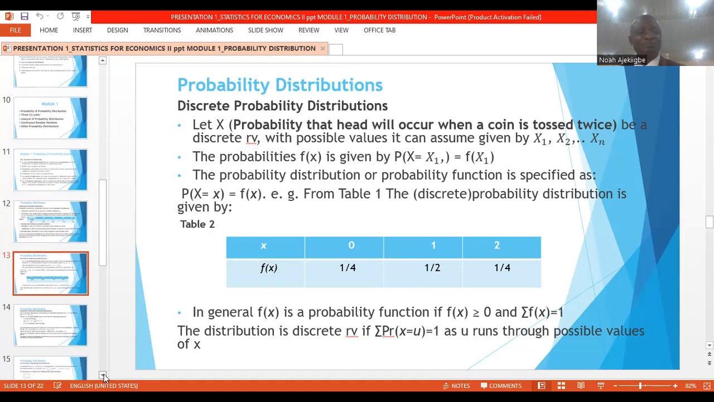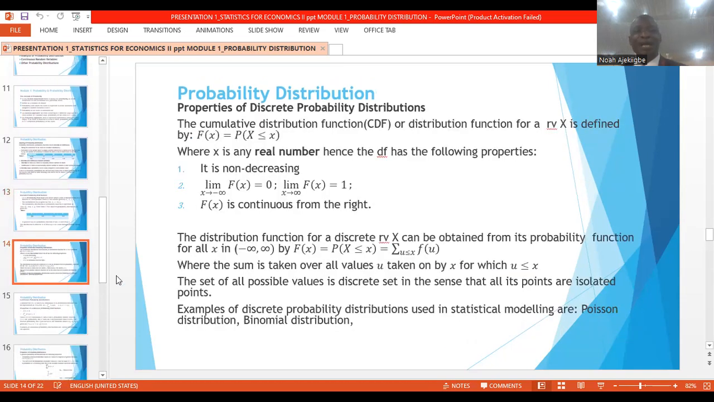Now, moving to the next slide, we have properties of discrete probability distributions. And the very first one is that it is non-decreasing. Then the limit of f of x, as x tends to minus infinity, will be equal to 0. That means it cannot go below 0, and the limit of f of x as x tends to plus infinity is equal to 1. It still comes down to the fact that it will always assume values between 0 and 1. Now, it is continuous to the right.